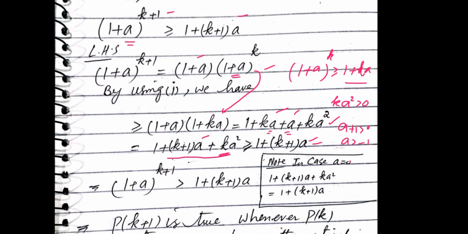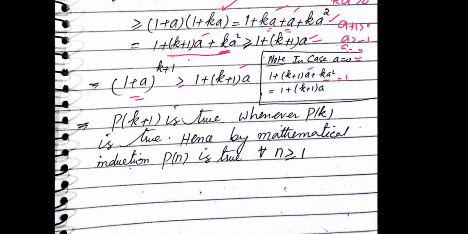And in case a is equal to 0, because here a is greater than minus 1, it is possible that a is 0. In case a is equal to 0, then this term becomes 0, this is also 0, and this is equal to just 1. So equality holds when a is equal to 0. So this gives us (1 plus a) whole power k plus 1 is greater than or equal to 1 plus (k plus 1)a. So this shows that the statement is true for n is equal to k plus 1 whenever the statement is true for n is equal to k. Hence, by mathematical induction, the statement is true for all n greater than or equal to 1.